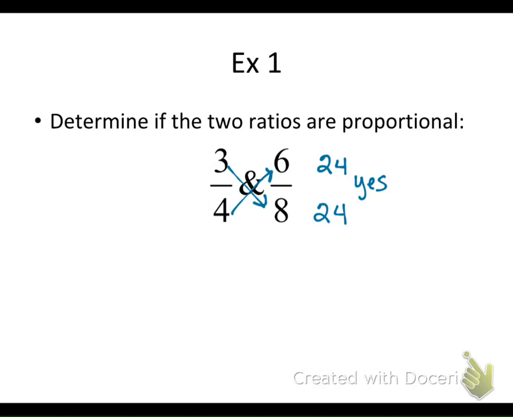3 divided by 4 is 0.75. So then I also need to change 6/8, this fraction, to a decimal. So what's 6/8 changed to a decimal? The same thing. Are you sure? You type it in? 6 divided by 8, and it's the same thing. So again, 0.75, 0.75, they're the same.